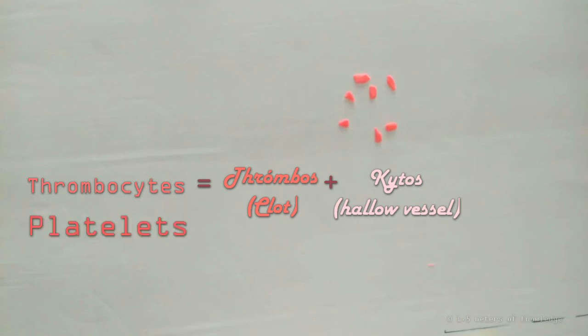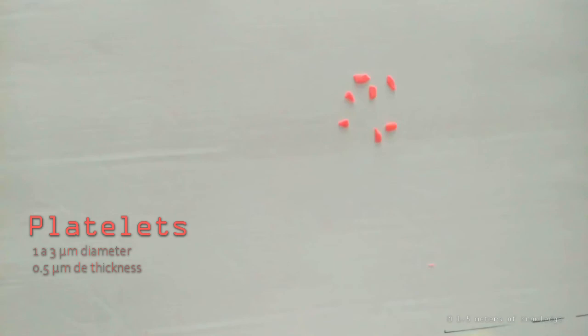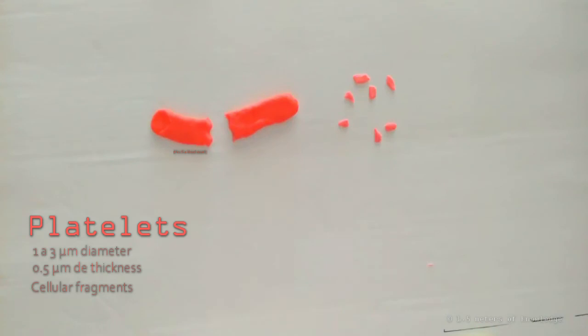Last but not least, we have the thrombocytes, or platelets, name they prefer to be called. With a small size of 1 to 3 micrometers in diameter and 0.5 micrometers in thickness, they are the result of cellular fragmentation of bone marrow cells called megakaryocytes. That being said, don't be fooled by their size. They are responsible for the coagulation of our blood, stopping us from bleeding out from, let's say, a cat scratch.